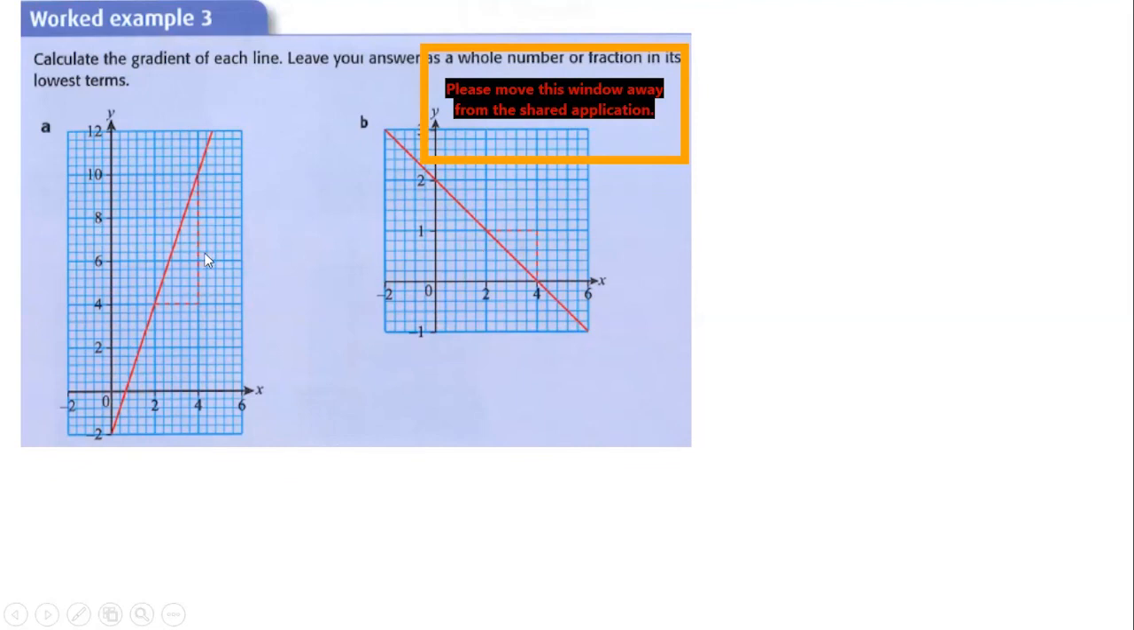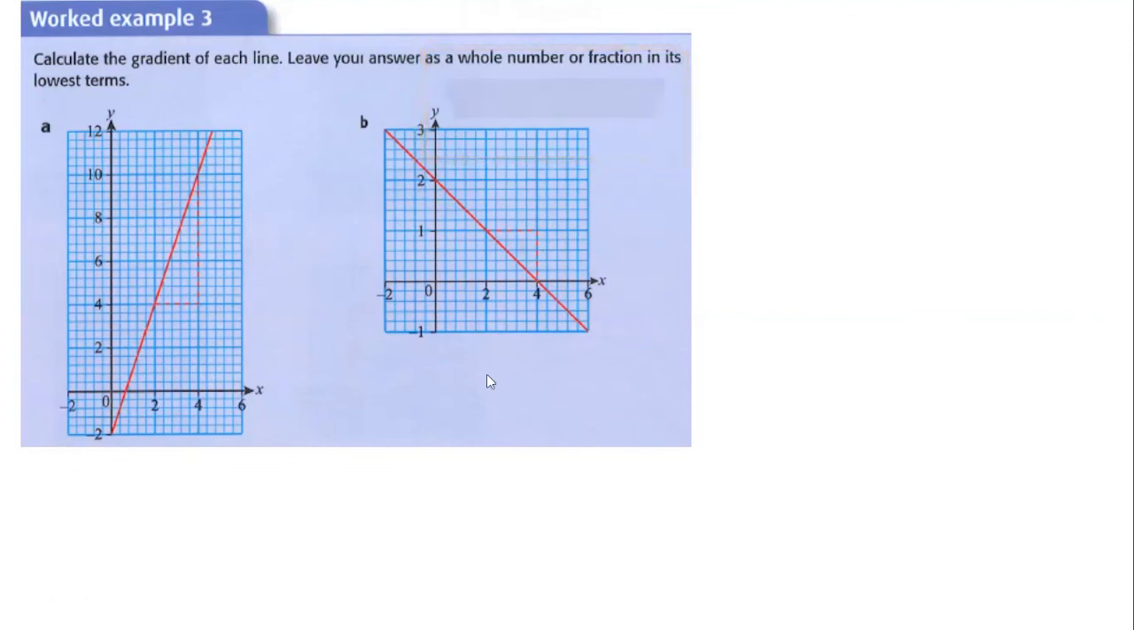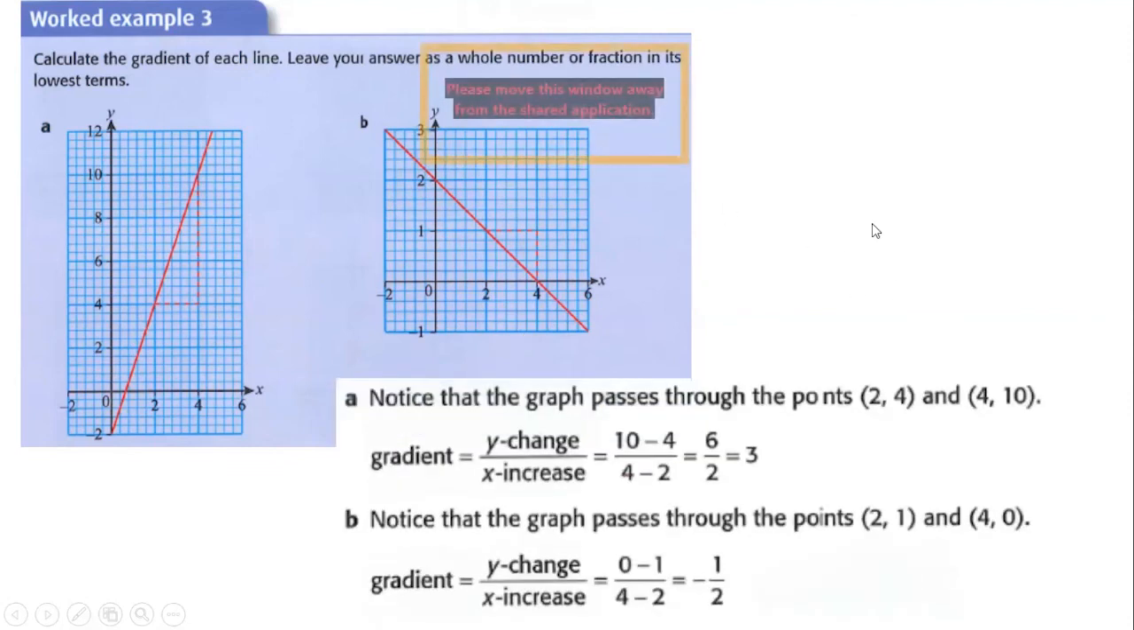Do you notice in the first one that the inclination was up to the right? The gradient was positive. In the second, the gradient is negative. Inclination is down to the right. Okay? And if you look at the solutions, the ones that we solved were these results. So 6 over 2 is 3 and minus 1 over 2.